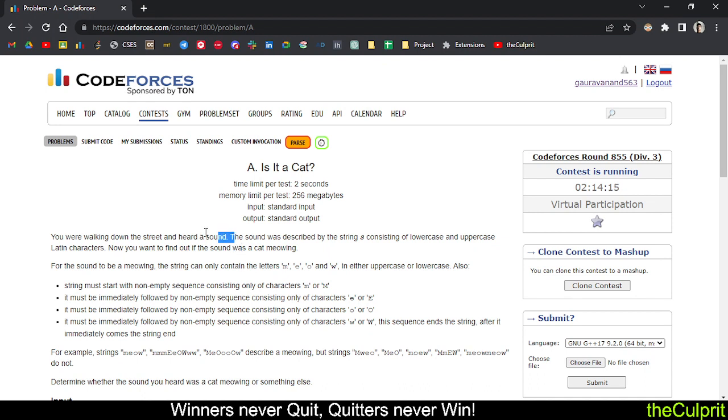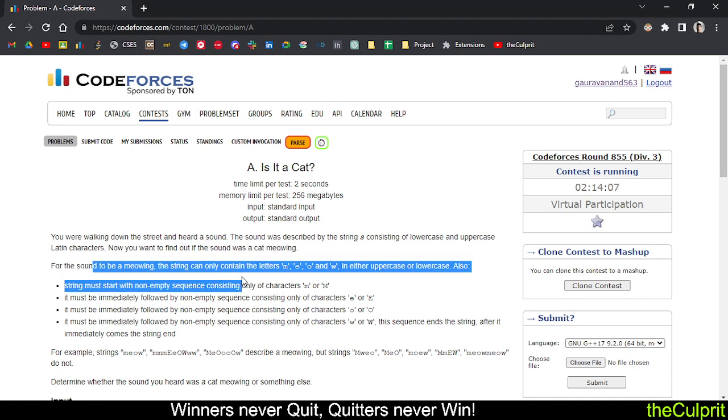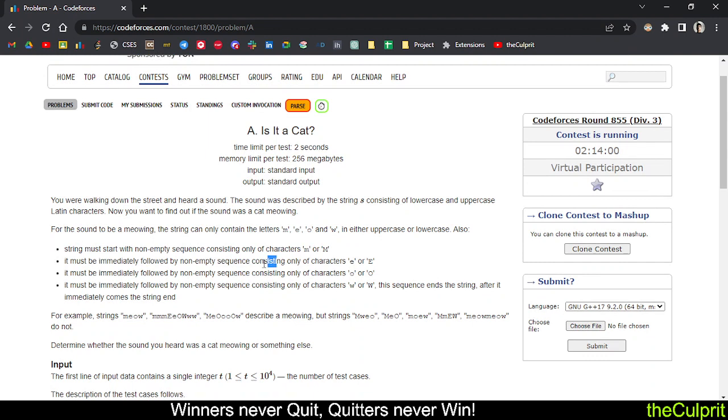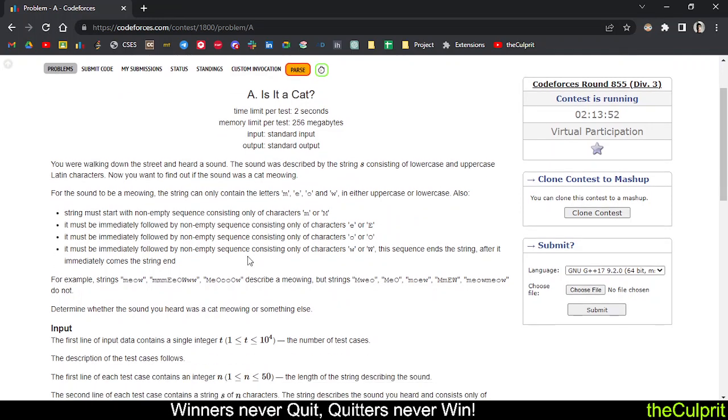You were walking down the street and want to find out if the sound was a cat meow. Found to be a cat in the street. First you will have m, followed by non-empty characters. Okay, yeah.